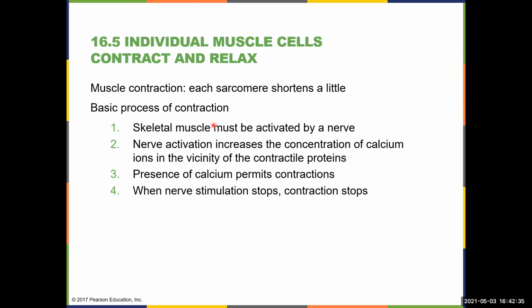And so the basic way a muscle contracts is that you'll have a skeletal muscle activated by a nerve. So it'll get an electrical stimulus, basically telling the muscle to contract. That nerve activation will cause an increase in the concentration of calcium ions near the myosin and actin proteins. The presence of the calcium basically allows that contraction to happen. And then when the nerve stimulation stops, the calcium gets reabsorbed, and then the contraction stops, and then the muscle relaxes. And so that's the basic process of the contraction.